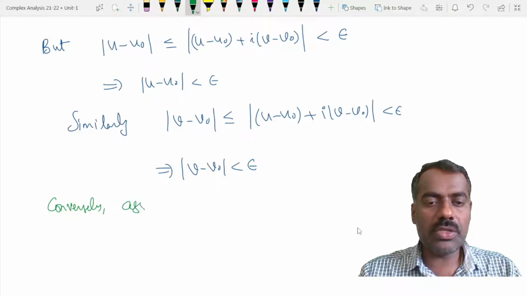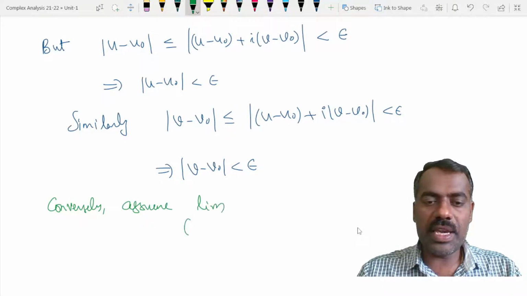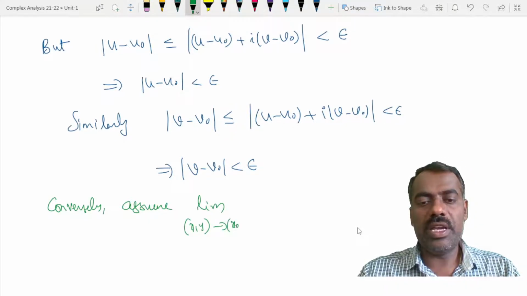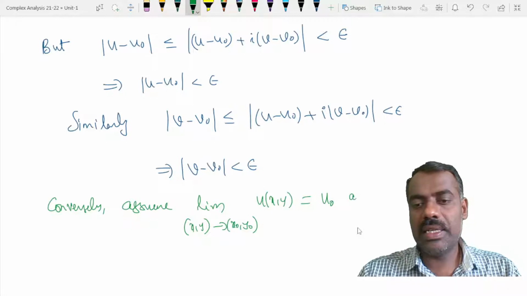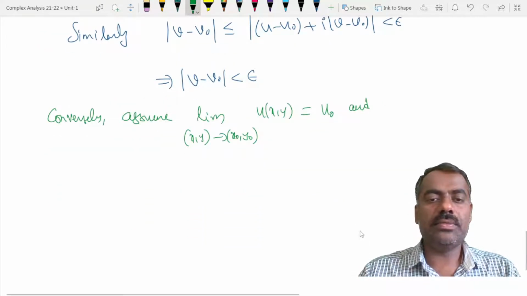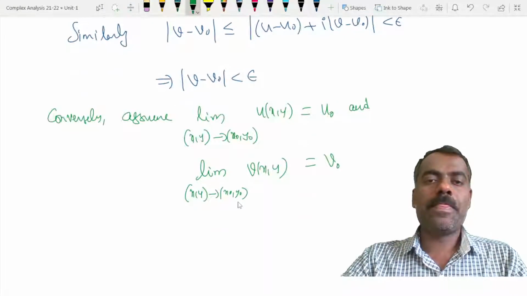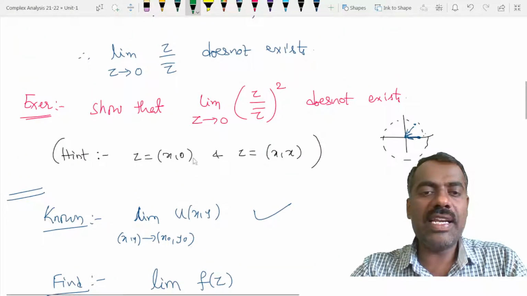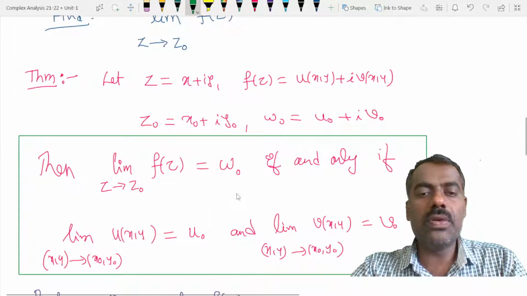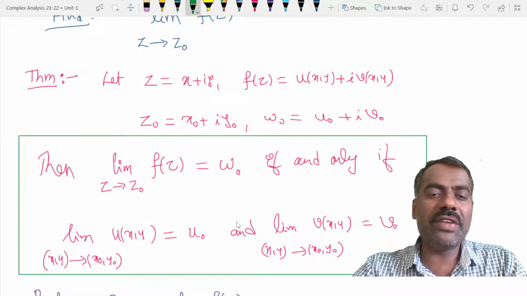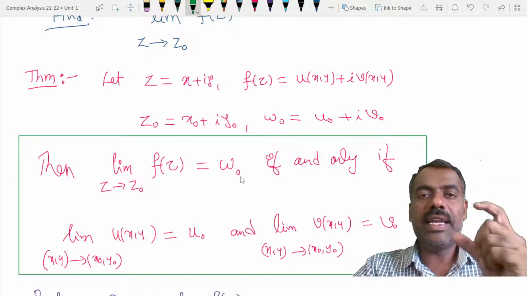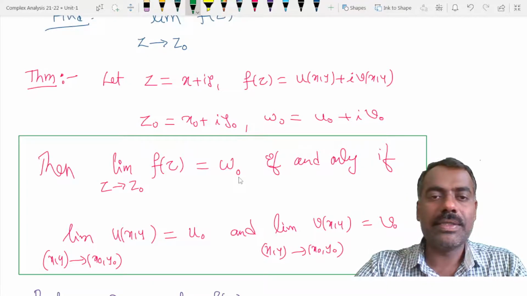Conversely, assume that the limit of u of (x, y) as (x, y) tends to (x naught, y naught) is u naught, and the limit of v of (x, y) as (x, y) tends to (x naught, y naught) is equal to v naught. Then we want to show the limit of f of z as z tends to z naught is equal to w naught. So again, how will we proceed? Whenever we want to show that a limit is equal to something, take an epsilon and find some delta. Is that clear?